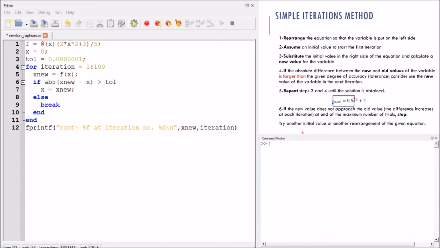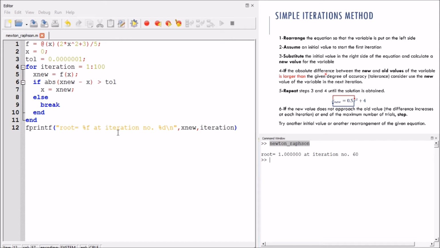Now let's run the code and see the output. Okay, so root 1 is obtained at iteration number 60. So this is the solution by using the simple iterations method. I used this file name, I called it Newton-Raphson because we are discussing the Newton-Raphson method in this tutorial. But this method now is called the simple iterations method.